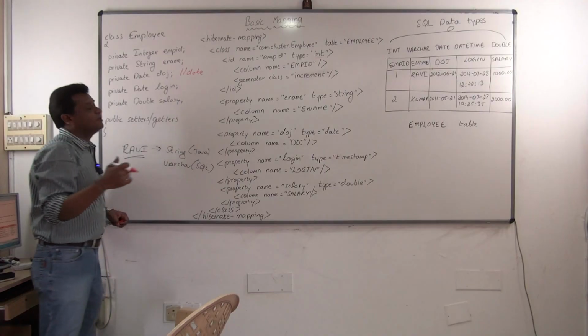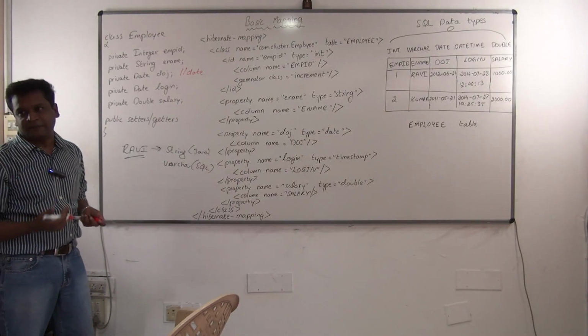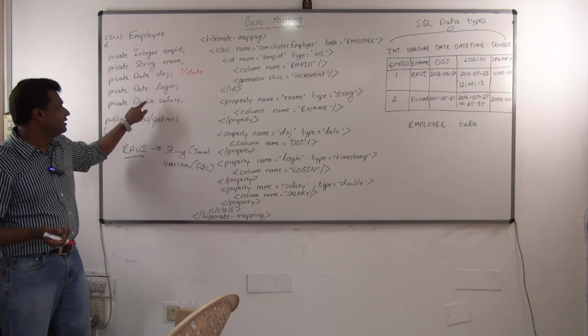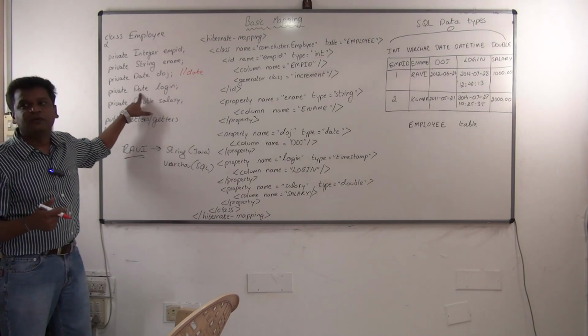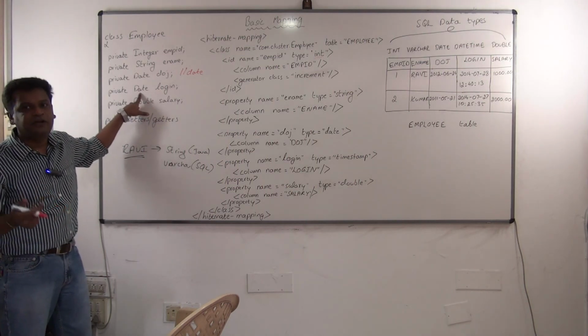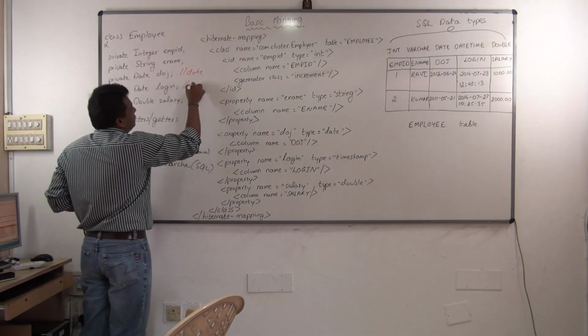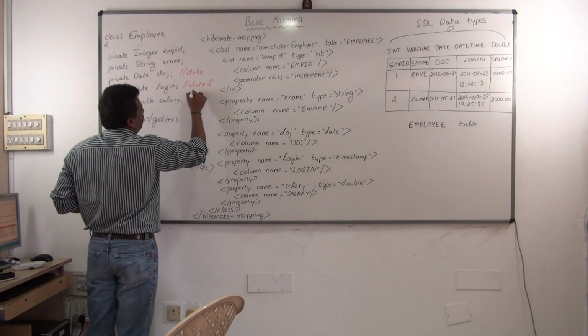Now see, sometimes you want to store date and time. So in Java, what is the data type I'll use again? I can use Date. So Date, this is also util Date only. This java.util.Date can store what? Date and time. So you can store date also and time also.